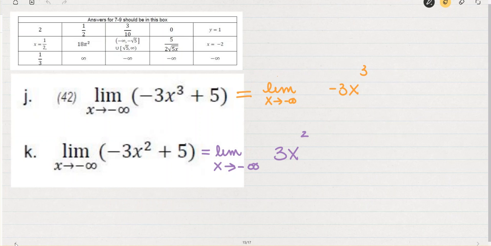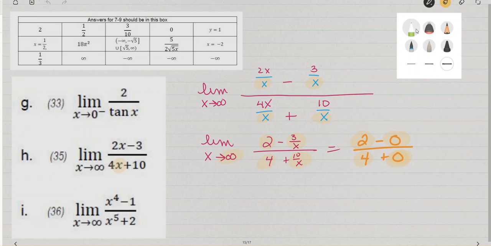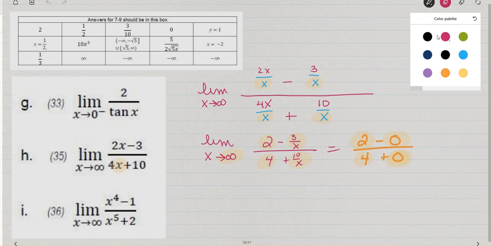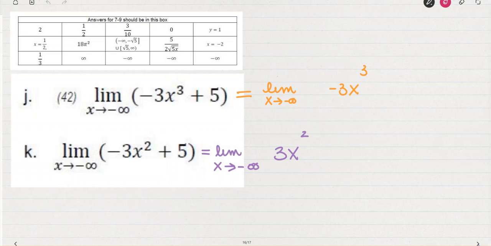Do the same thing with example I. In other words, what I mean by the same thing is divide by, in this case, x to the 5th, right? Divide everything by x to the 5th. And then we could simplify and take the limit.